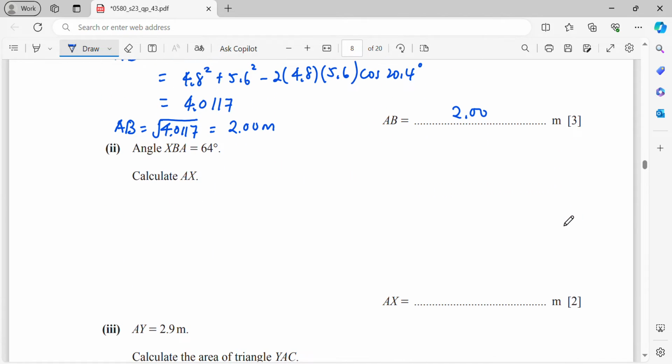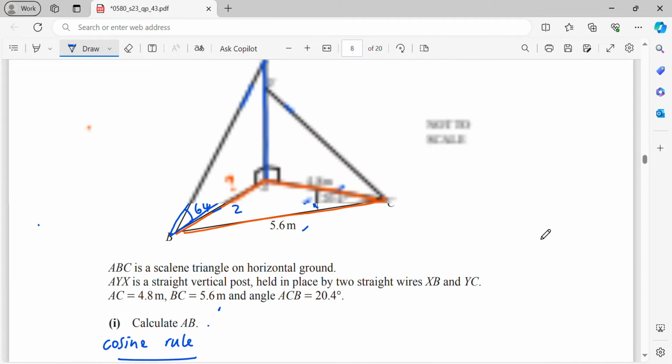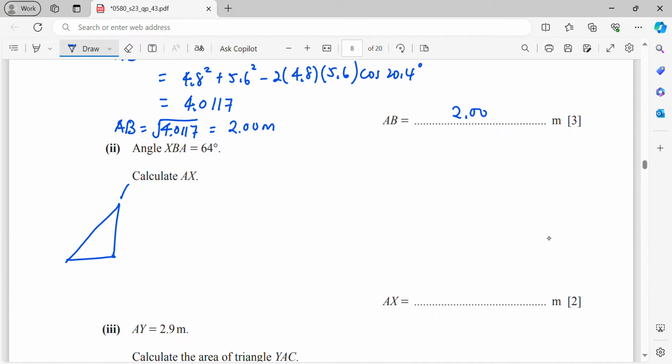Now I will just draw the triangle. Here X, this is A, this is B, this is 64 degrees, AB is 2, and AX is unknown. So I will write tangent 64 degrees equals AX over 2. Then AX is 2 tangent 64 degrees. This is going to be 4.10.